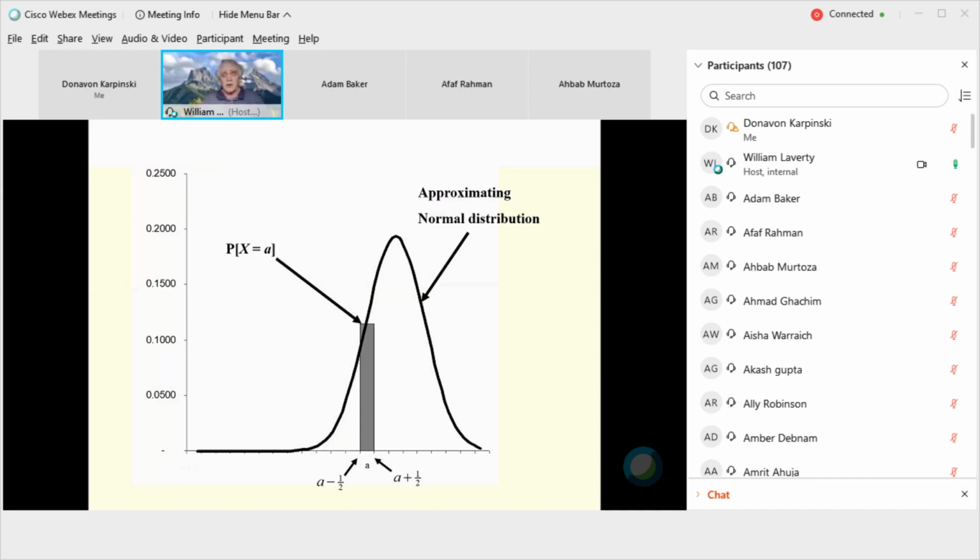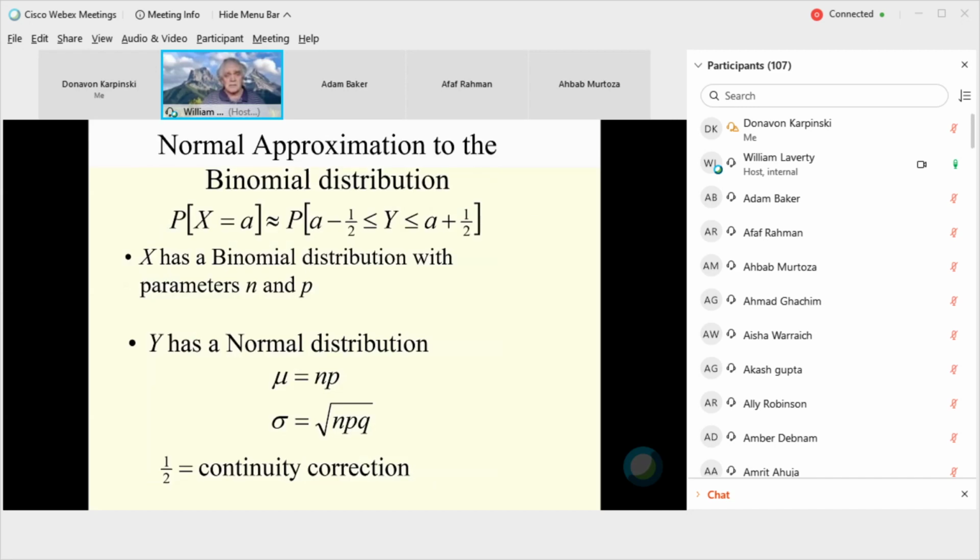There is the binomial probability that X equals a. I've spread it out so that it goes from a minus a half to a plus a half. There is the normal curve having the same mean and standard deviation as X. There is the area under the normal curve between a minus a half and a plus a half. That's going to approximate P of X equals a.